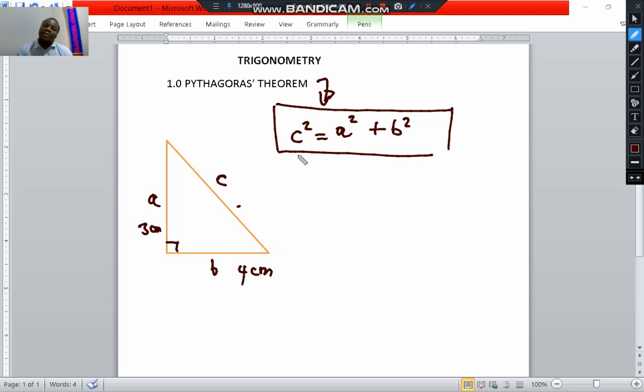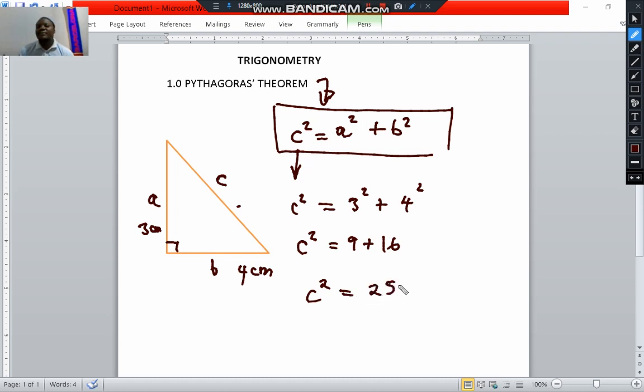So what this formula says is that c squared would always be equal to this side here squared, 3 squared, plus the 4 squared, because that's what was established by this Pythagoras guy. So it means c squared would be equal to 9 plus 16. Doing this nicely, you would find that c squared would be 25.